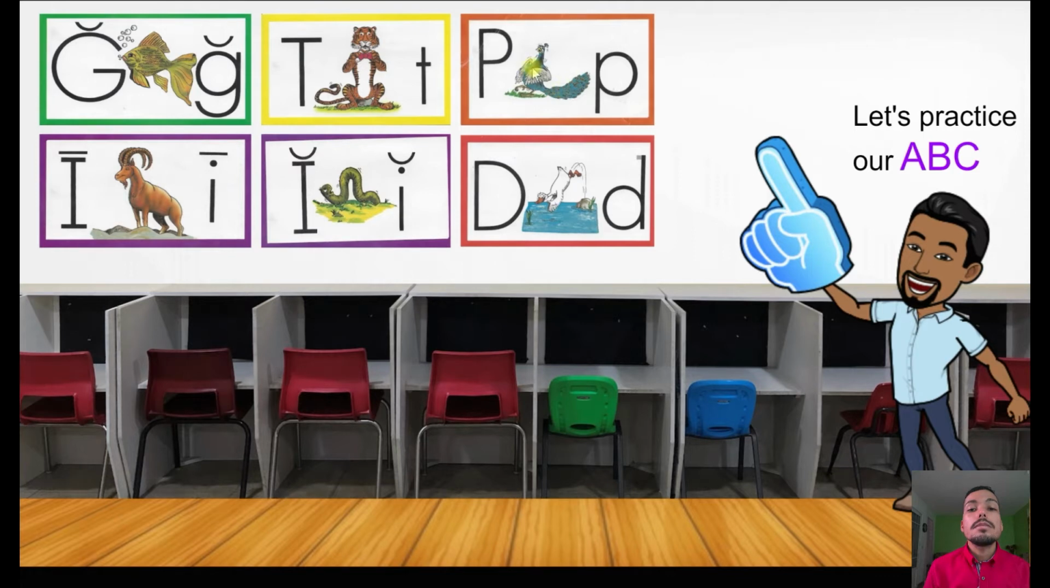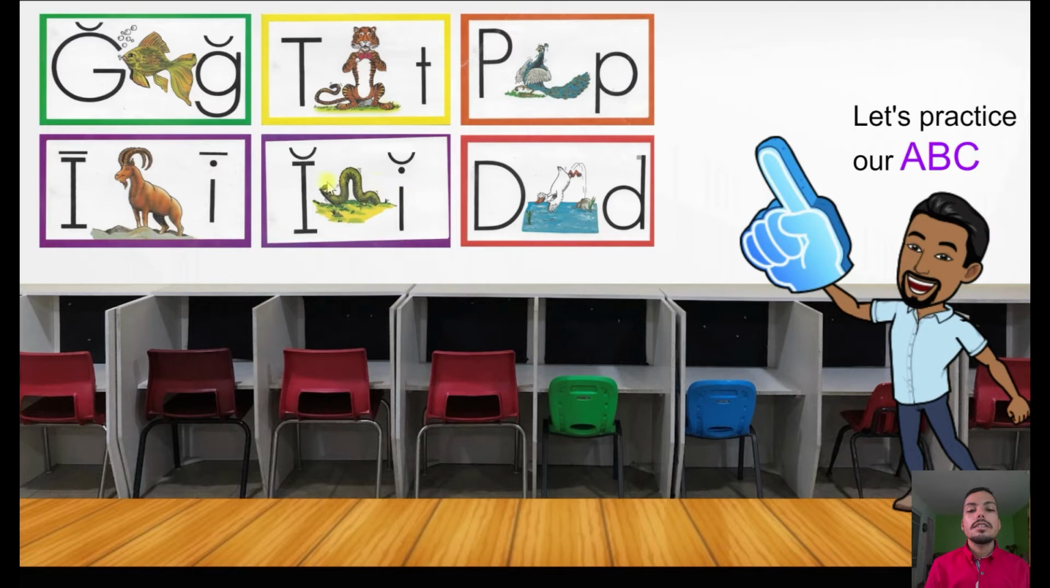Next friend here, its name is Peacock. And Peacock has a letter that sounds p. The letter P sounds p. Very good. Okay, the next friend here, its name is Ibex. And Ibex has a letter that sounds I. So when you see the letter I with the line on top, it's going to sound I. Very good. Okay.